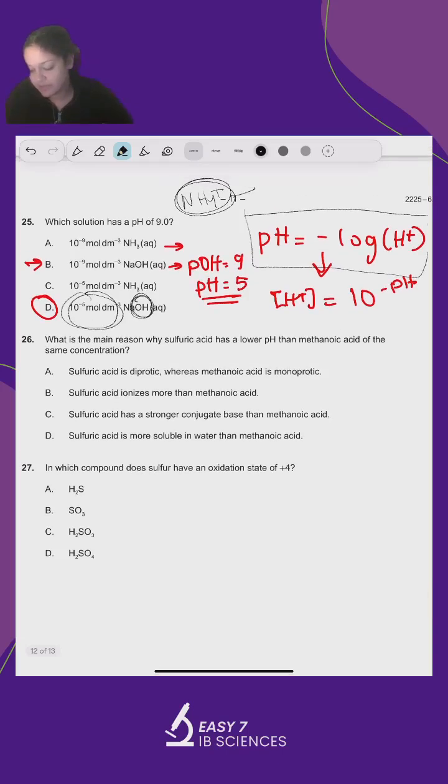If you're thinking of this being an acid, that's an acid. NH3 is the base. Okay, moving on to the next question. What is the main reason why sulfuric acid has a lower pH than methanoic acid of the same concentration? So why does sulfuric acid have a lower pH than methanoic acid? Why do you guys think?